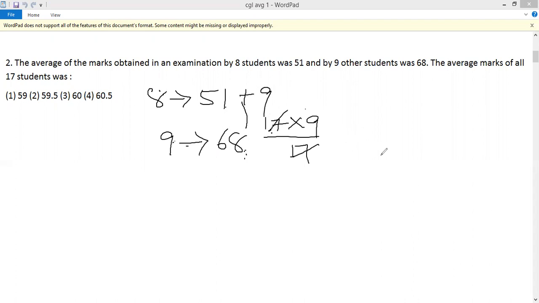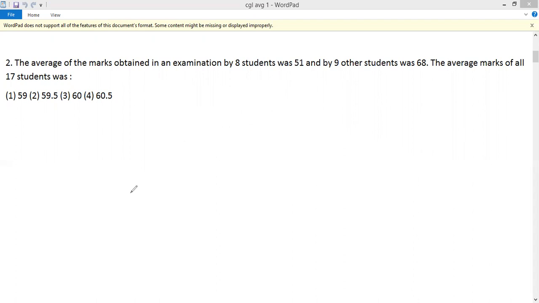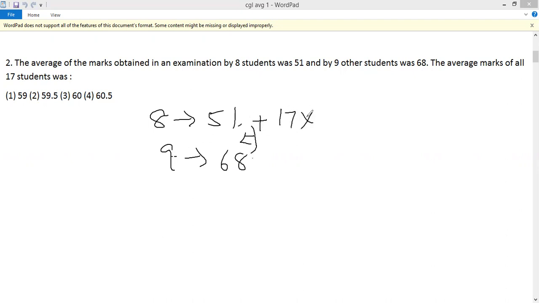Okay. Right. 51 plus 9. Assume 8 students is 51, 9 students is 68. Average must be in between. So 51 plus, that plus value must be this difference. Difference is how much? 17 into 9, this must be shared by all. 8 plus 9 what? 17. 17, 17 cancel. 51 plus 9 is 60. Right.